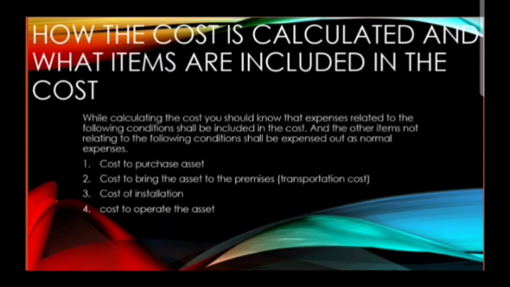So number 1, cost to purchase the asset. Then number 2, cost to bring the asset to the premises, means transportation cost and other costs which are included in the transportation. Then the cost to install the asset and the cost to operate the asset. If any of the expense relates to the following 4 situations or conditions, then it shall be included in the cost, otherwise it shall be expensed out as normal expenses.